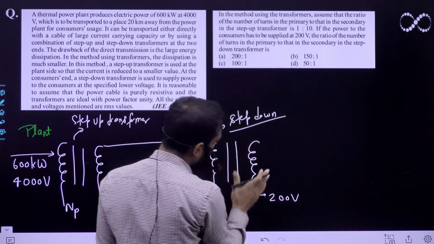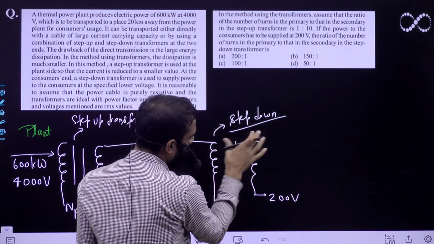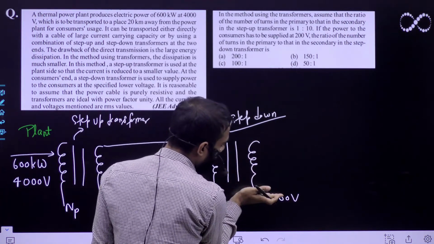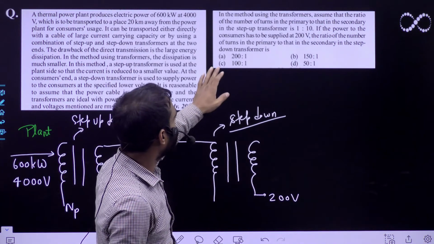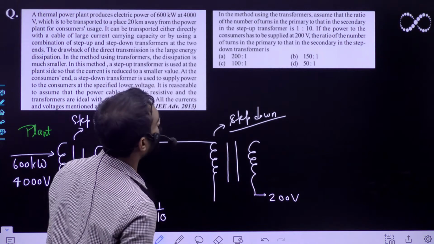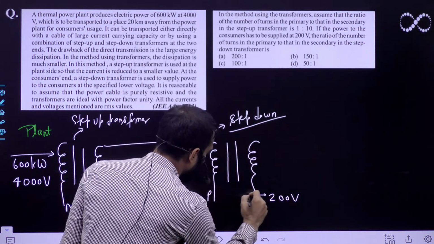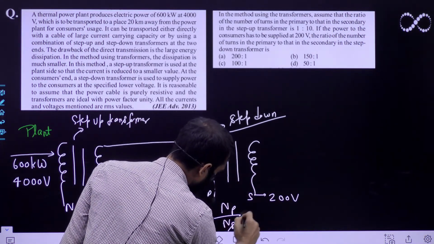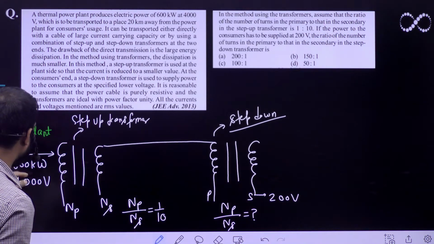So this is at 200, right, because ये स्टेप डाउन ट्रांसफार्मर है और ये उसी प्लेस पे होगा जहां पे पावर को यूज करना है. तो 200 वोल्ट पे ये कंज्यूमर्स को सप्लाई होगा. ये क्वेश्चन में दिया है द रेशियो ऑफ द नंबर ऑफ टर्न्स इन द प्राइमरी टू दैट ऑफ सेकेंडरी इन द स्टेप डाउन टर्न. तो यहाँ पे ये पूछ रहा है व्हाट इज द रेशियो of the primary to secondary. So this is your primary here and this is secondary here. So it is asking what is NP upon NS at this place.